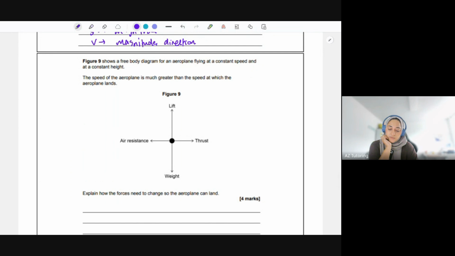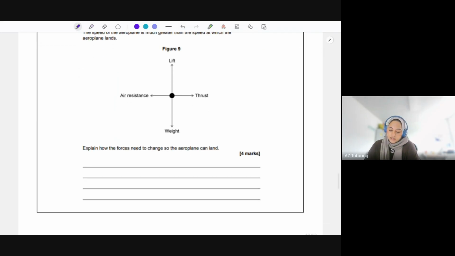Okay, figure 9 shows a free body diagram. Remember, a free body diagram is just something where you put your point in the middle, and then all the arrows are the forces acting upon that. Okay, so it's a free body diagram for an aeroplane flying at a constant speed and a constant height. So same speed, same height. The speed of the airplane is much greater than the speed at which the airplane lands. Okay. Explain how forces need to change so that the airplane can land.